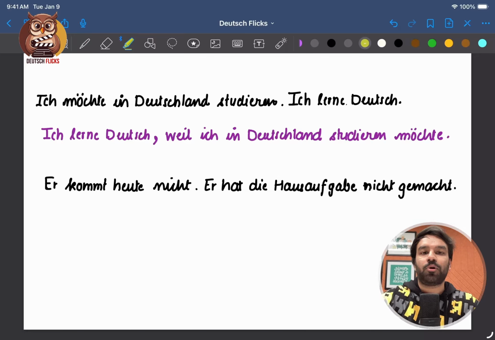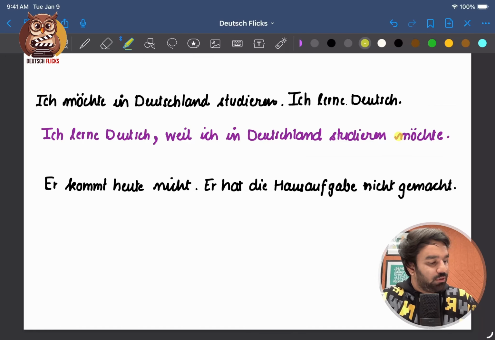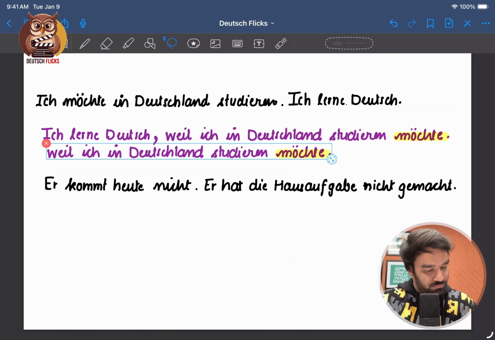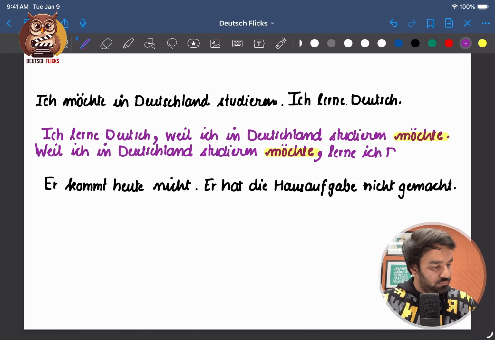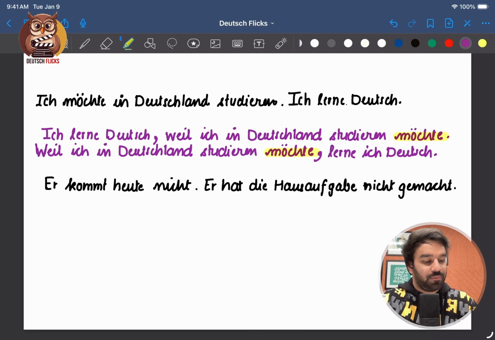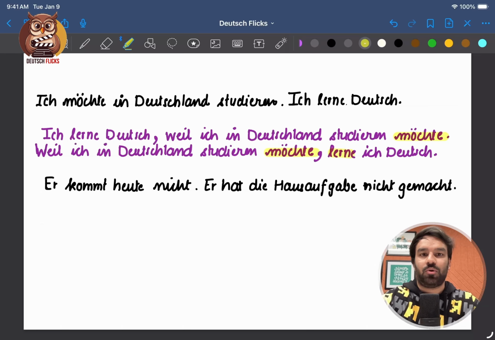So don't forget to put the conjugated verb at the end. The conjugated verb is möchte and not studieren. No, möchte is the conjugated verb. Now I'll start my sentence using weil. Weil ich in Deutschland studieren möchte, lerne ich Deutsch. I know this must be super difficult, at least while you're framing this sentence verbally. But trust me, you'll get a hang of it.